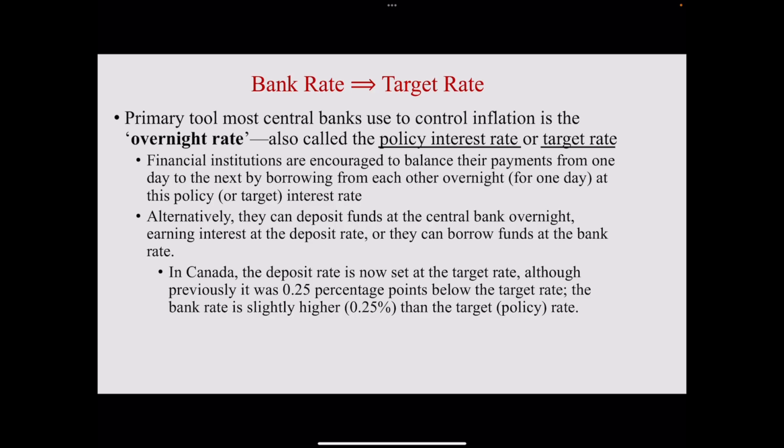In Canada, the deposit rate is now set equal to the target rate, although previously the deposit rate was 0.25 percentage points below the target rate. And the bank rate is slightly higher, by 0.25%, than the target or the policy rate. And remember, the bank rate is what banks borrow at.